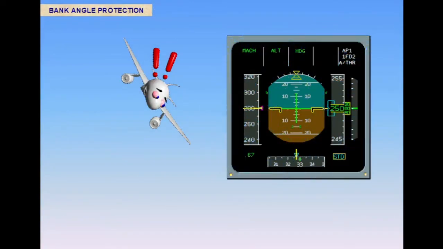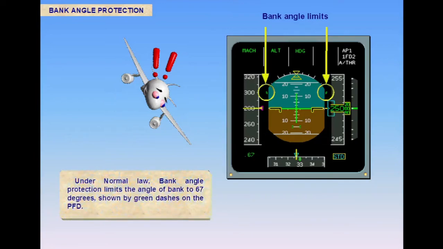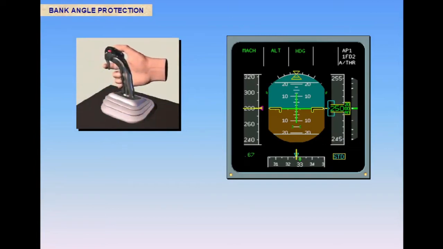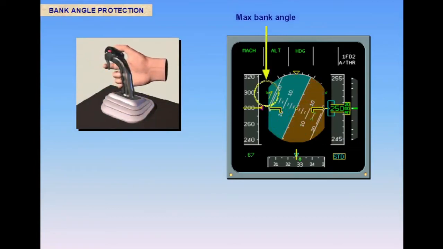Under normal law, bank angle protection limits the angle of bank to 67 degrees, shown by green dashes on the PFD. If the pilot holds full lateral side stick, angle of bank will increase and maintain 67 degrees. The flight director, FD, on the PFD will disappear if the angle of bank exceeds 45 degrees.